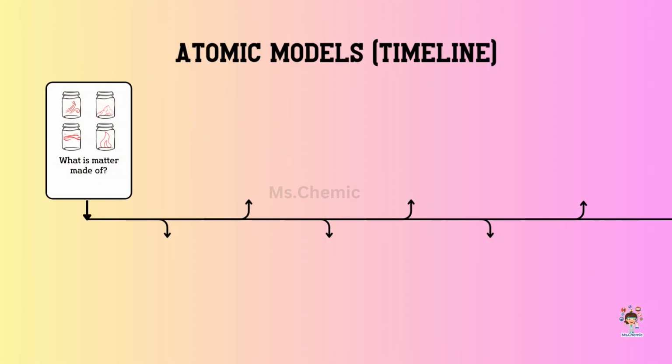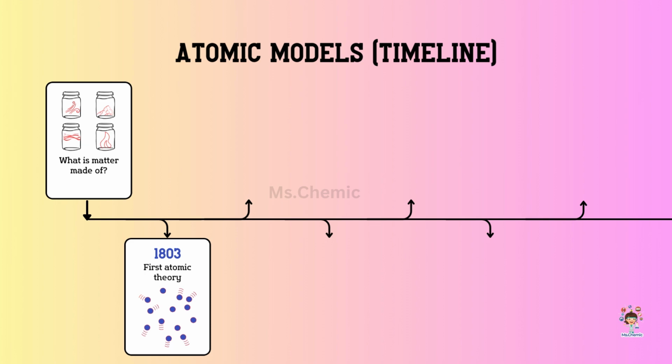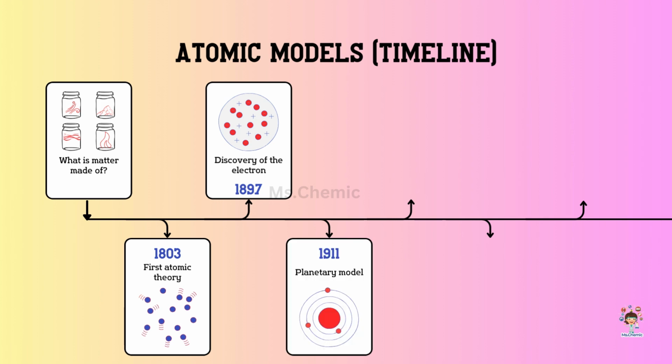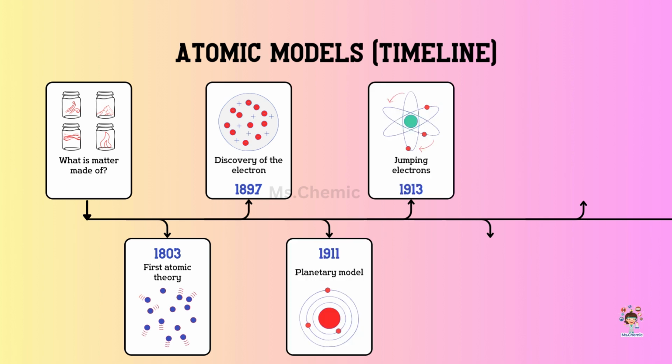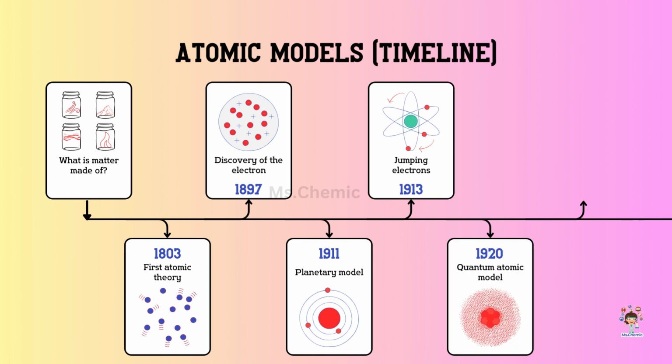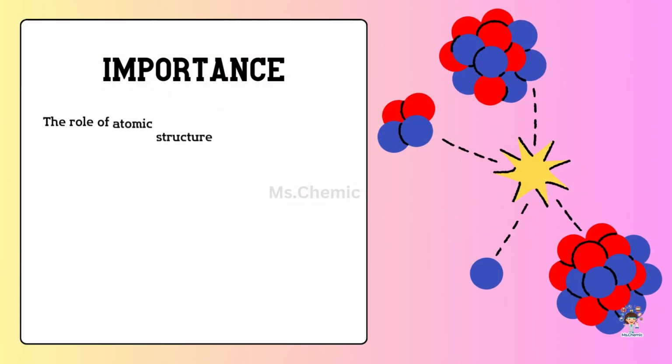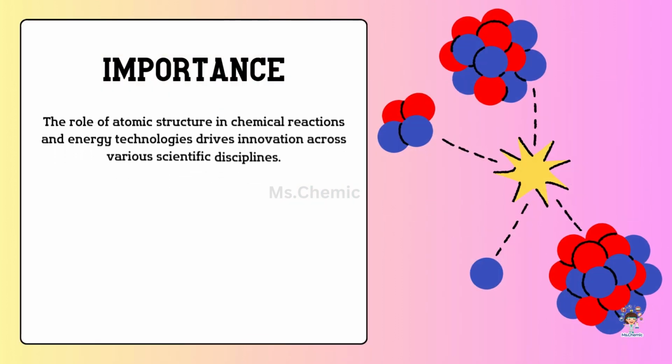Atomic models, timeline. What is matter made of? 1803. First atomic theory. 1897. Discovery of the electron. 1911. Planetary model. 1913. Jumping electrons. 1920. Quantum atomic model. 1927. Current atomic model.